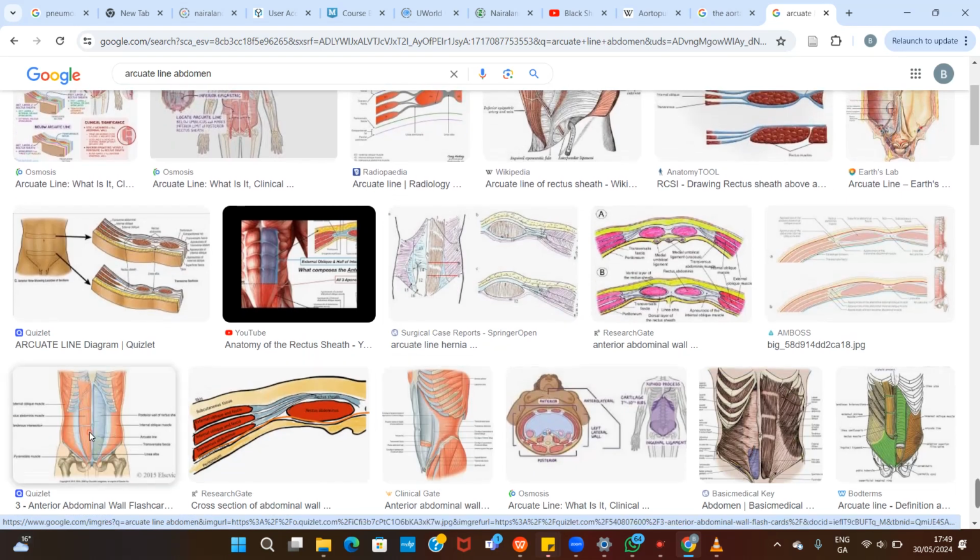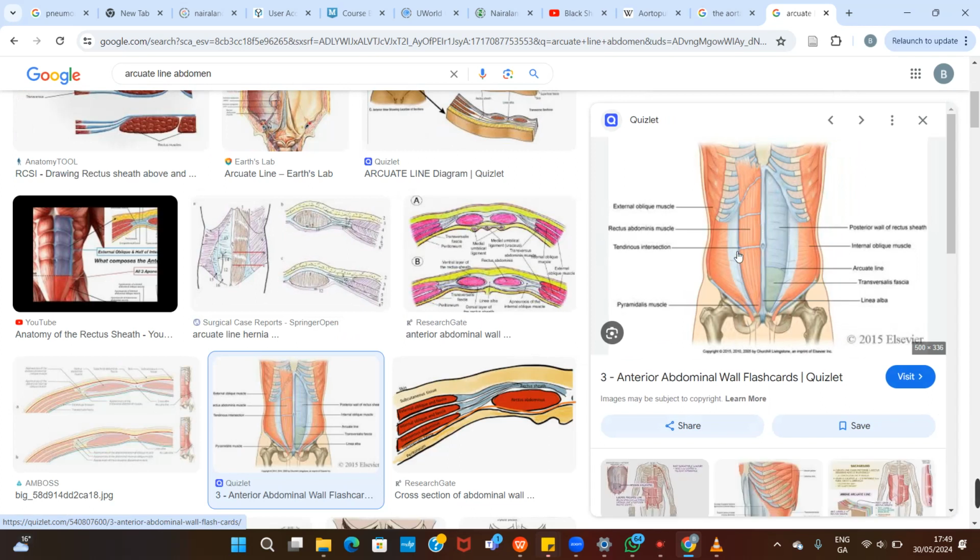So yeah, this is a very good picture. So we can see the rectus abdominis muscle. We can see this is the anterior view and this is the posterior view, right? So we can see the posterior wall of the rectus sheath covering the rectus abdominis muscle until this part. So this is where the posterior sheath stops. So below, you don't have any covering. So this is a point where the deep inferior epigastric arteries penetrate into the rectus abdominis muscle at the arcuate line.